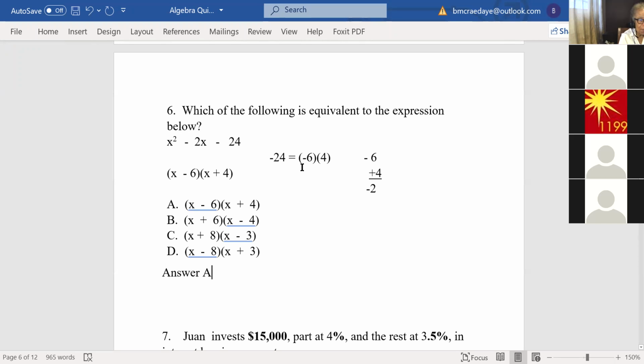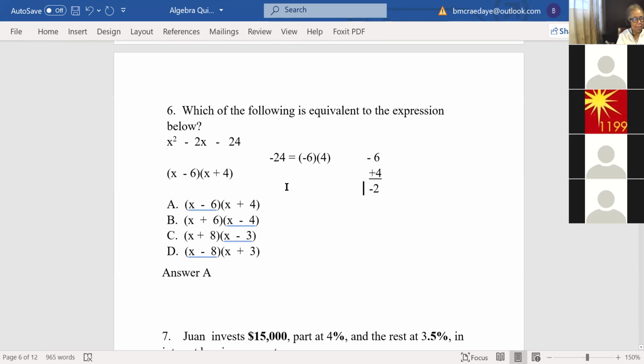So Shasta picked the 6 and the 4, and since it's a negative, one has to be negative. Negative 6 times 4 is negative 24. When you add a negative 6 and a plus 4, you get a negative 2. So those factors are correct. Now notice I put the x's in there because x times x gives you x squared. So it's getting the other numbers that make up the factors.